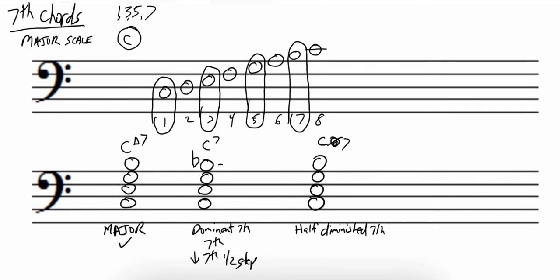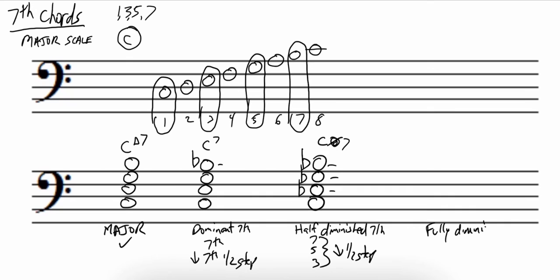We do have some alterations on this to make it half-diminished. The 3rd, the 5th, and the 7th, every one of those notes will be lowered 1/2 step. So the 3rd is an E, we'll make it E flat. The 5th is G, we'll make that G flat. And the 7th is B, we'll make that B flat. This is a C half-diminished 7th chord.